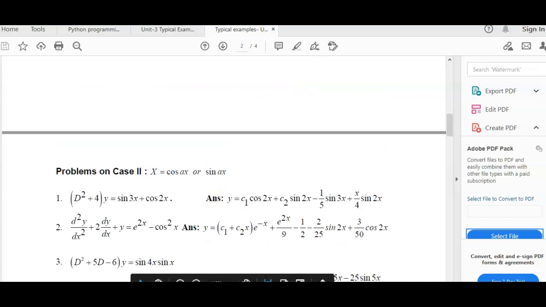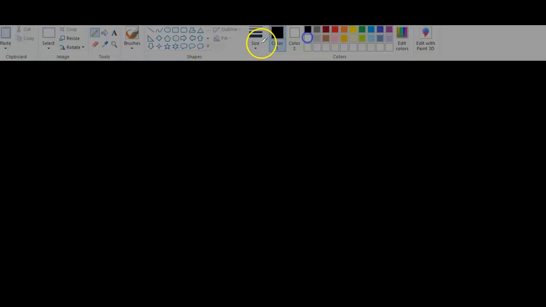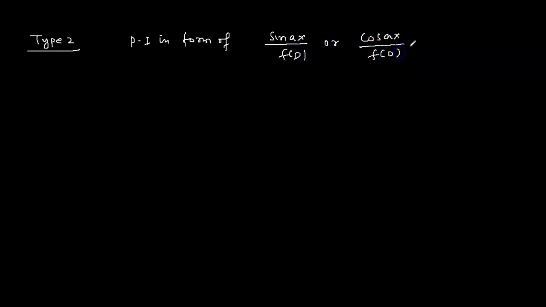Now type 2. You are given the particular integral in the form of sin of ax by f of t, or cos of ax by f of t. Right hand side, if sin x or cos is given, then you have to consider it as type 4.